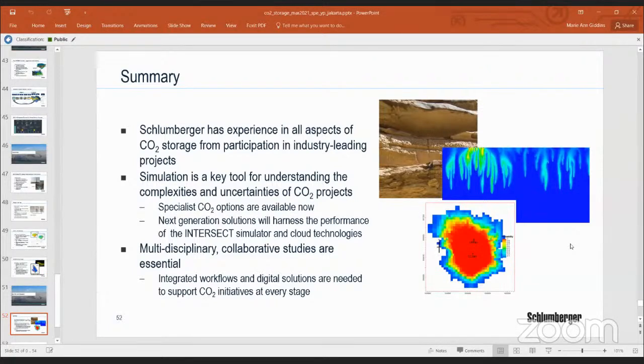So, of course, no one knows exactly what will happen in 1,000 years' time. But you would expect that if you injected for 50 years and went back in 1,000 years' time, what you would find in the reservoir would be rock rather than gas.